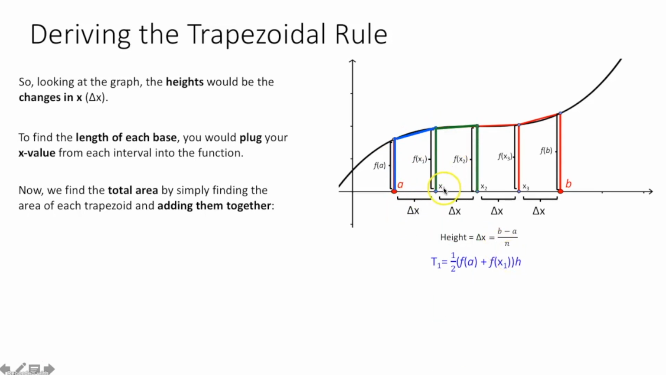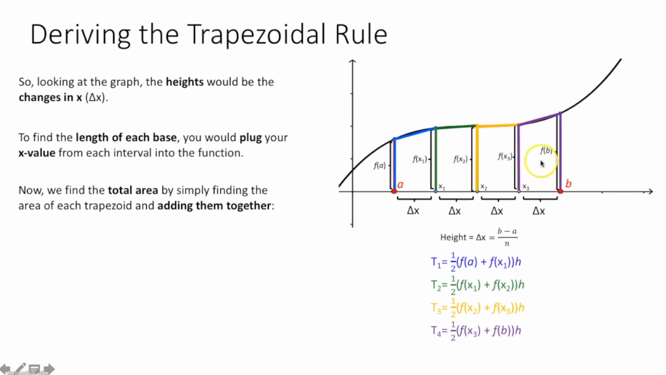Next, for this green trapezoid, 1/2 the sum of the bases, f of x sub 1 plus f of x sub 2, times the height, which is delta x or h. Same thing here, 1/2 the sum of the bases, f of x sub 2 plus f of x sub 3, times the height, h or delta x. And then last but not least, 1/2 the sum of the bases times the height.